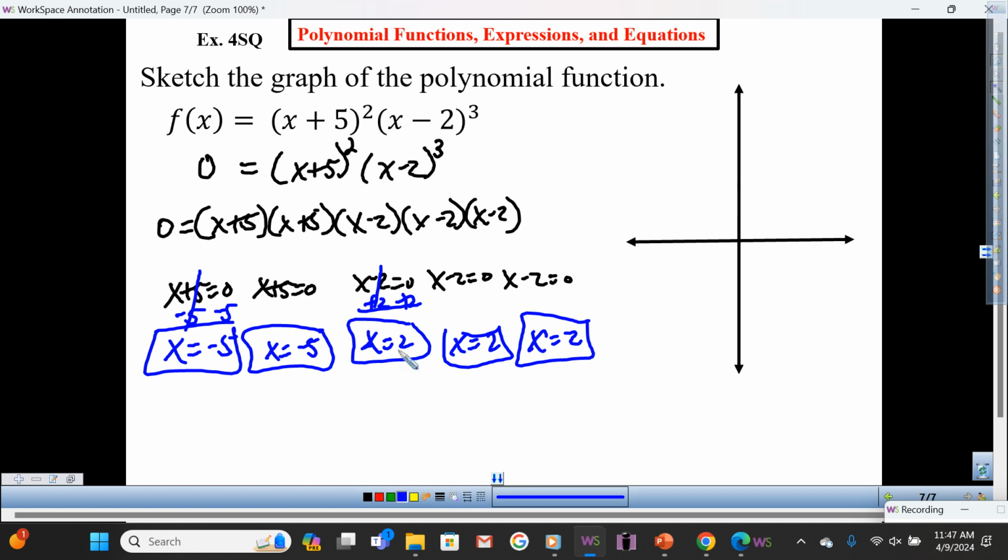All right. So let's plot those. Negative 5 is over here. Positive 2 is over here. How many roots do we have? 1, 2, 3, 4, 5. So the parent function is f of x equals x to the 5th. Tell your neighbor where it starts and where it ends. Then I'll call on someone to help us graph this.